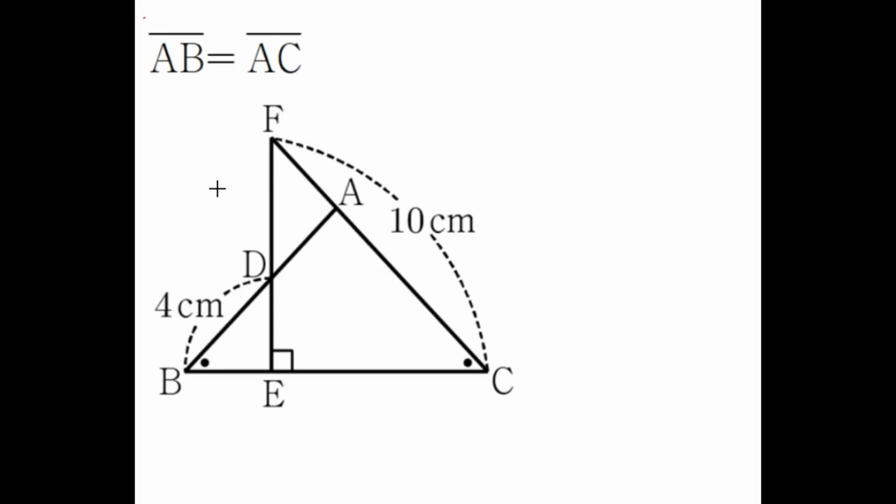Hello, this problem is find AF. It's this bisector. Let's call this AF X. At first, angle BDE is small x. We can name it here x, and automatically this is x.